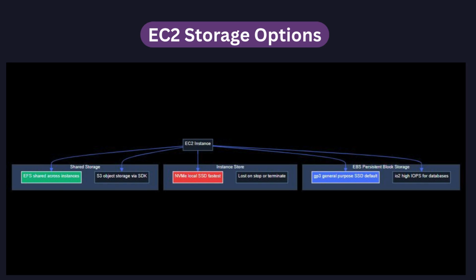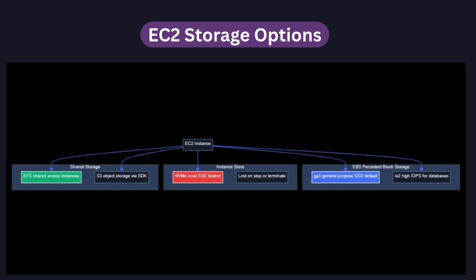EC2 storage options. EC2 provides multiple storage options depending on performance and durability needs. EBS GP3 is the default persistent SSD storage that remains available even after stopping an instance. For high-performance workloads like databases, IO2 provides higher input-output performance.